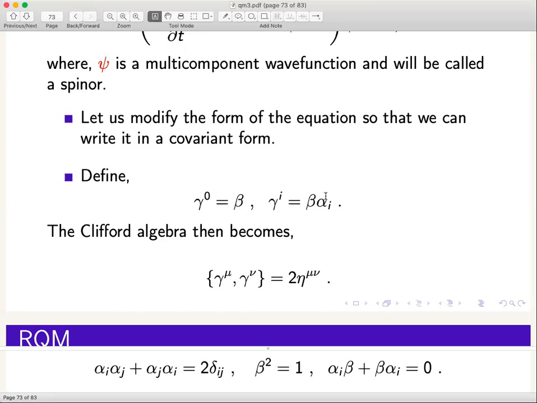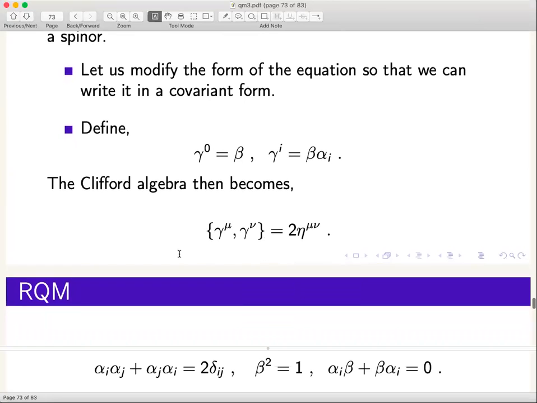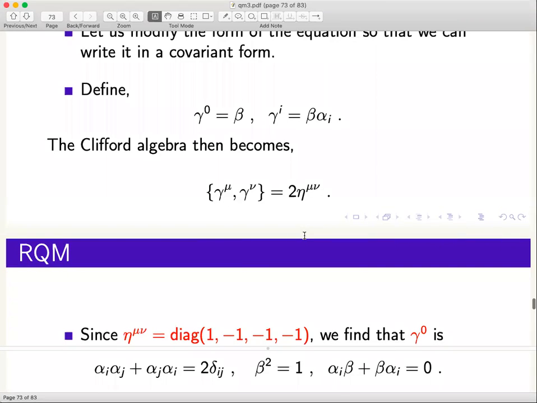That is not the case if you have an eta mu nu sitting in front, and that is what the gamma matrices would do. So once you define the gamma matrices, you can define a covariant form where gamma mu has 0 component gamma 0 and spatial components gamma i, and this would satisfy gamma mu gamma nu anticommutator equal to 2 times eta mu nu.